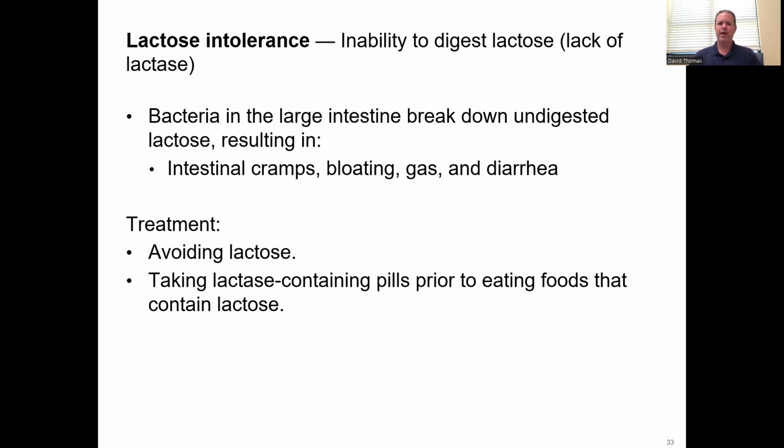Some individuals are lacking that enzyme or lacking sufficient quantities of the enzyme, and that leaves the lactose in their intestines longer. That generally leads to the bacteria that we naturally have in the intestines feeding on it. When those bacteria feed on it, it leads to a lot of extra gas or bloating, perhaps even cramps because of the gas, and diarrhea, different GI tract symptoms.